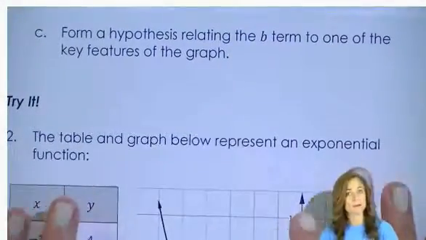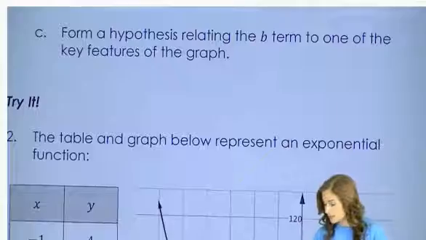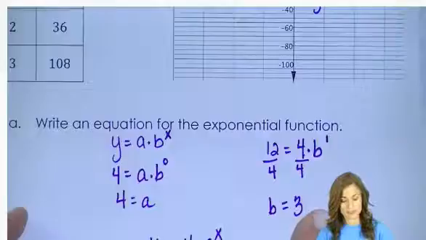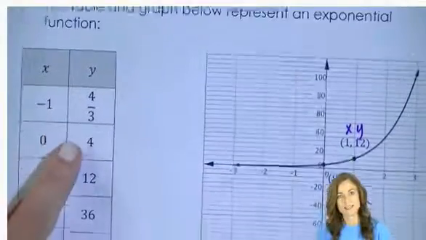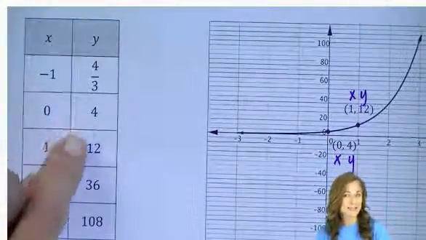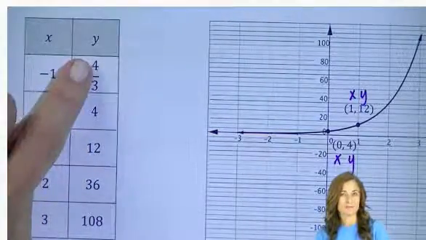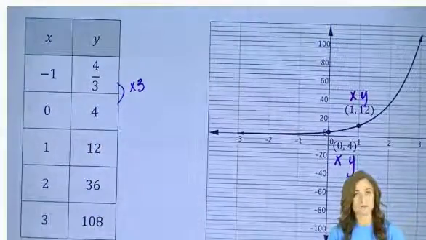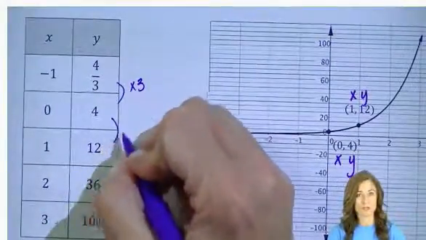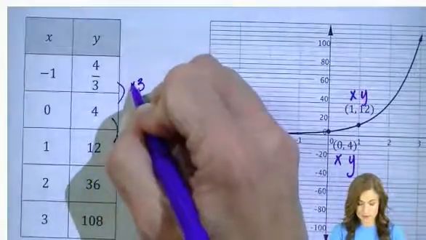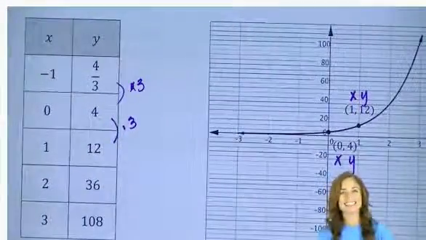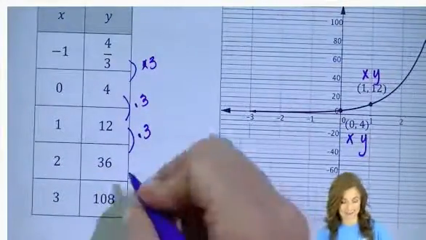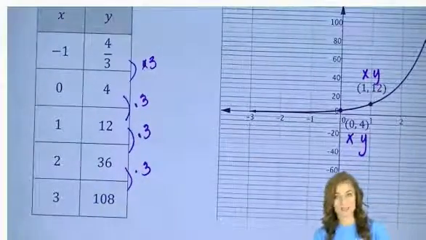Can you form a hypothesis relating the b term to one of the key features? Well, in this case, notice b was 3. Now if I look up here, what's happening here? What's my common ratio? 4/3 times what is 4? Well, 4/3 times 3 is 4. What about 4 to 12? 4 times 3, I'm going to use a raised dot so that it doesn't look like an X, is 12. 12 times 3 is 36. 36 times 3 is 108.